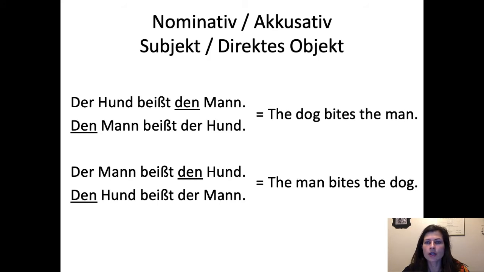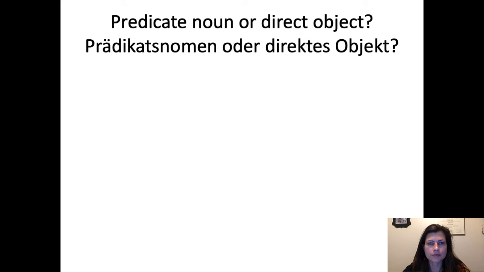And of course, the other way to tell is that even if this were feminine, like "Die Frau beißt der Hund," the reason you'll be able to tell that die Frau is actually the direct object is because der Hund is so obviously in the nominative. And so that has to be the subject. So die Frau can't be the subject. If you find something else that's obviously the subject, then you know that the other one's going to be the direct object.